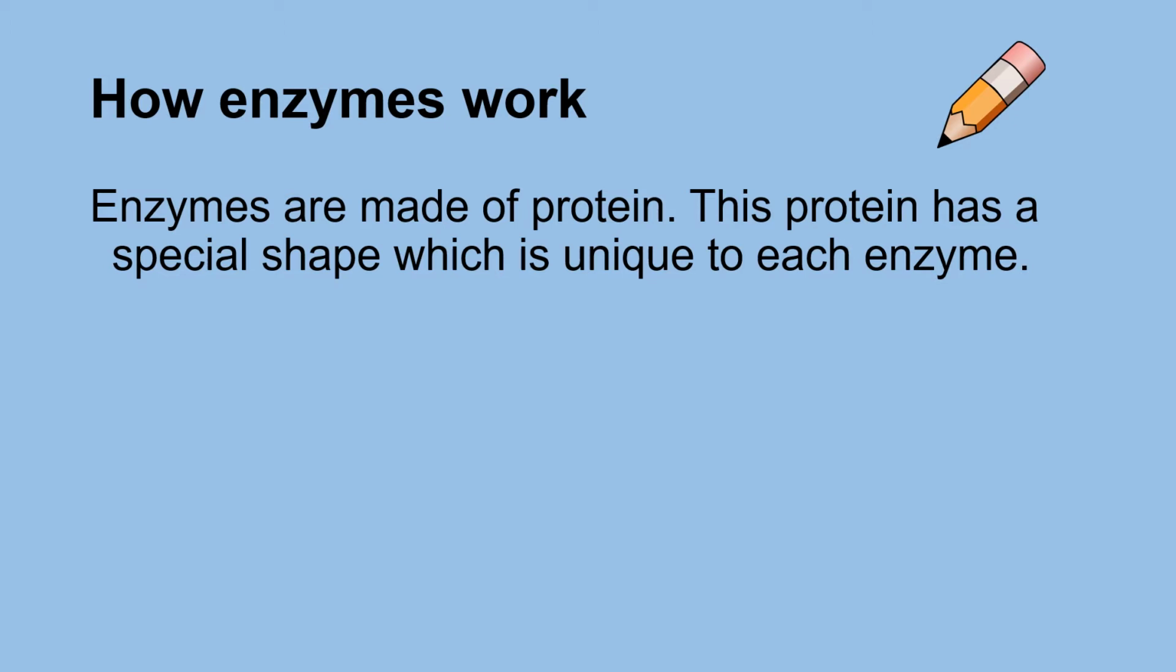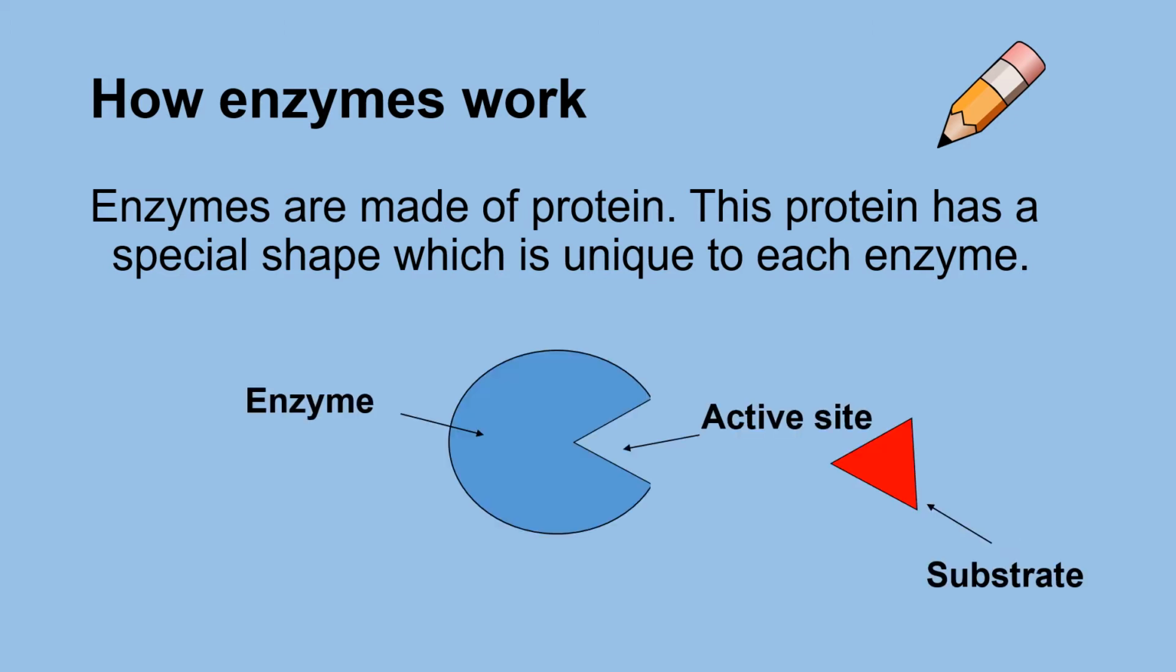So enzymes are made of protein, which we've already discussed, and this protein has a special shape, which is unique to each enzyme. So enzymes have this part of them which is called the active site, and you guys need to become very familiar with this active site. Okay, an active site is a specific shape, so it will only fit specific substrate. So it will only fit one substrate.